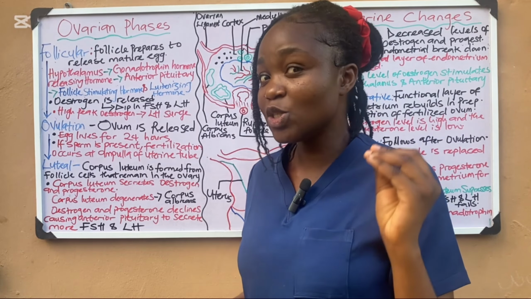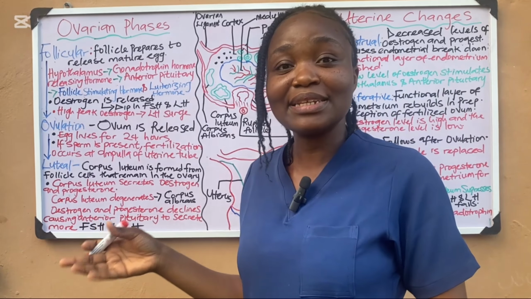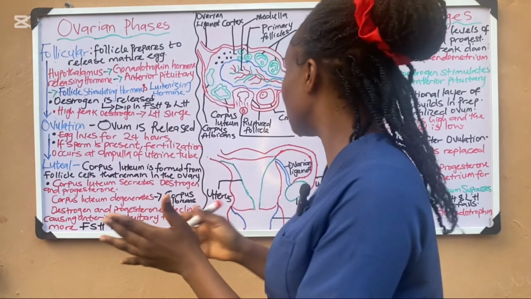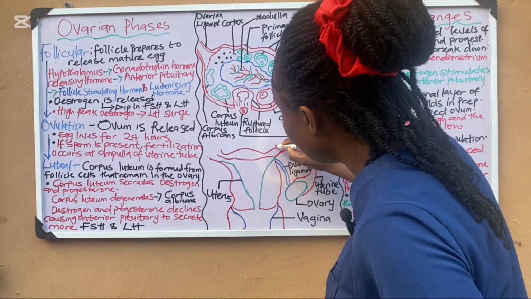If a sperm is present at that stage, what happens is that the sperm would meet up with the ovum, mostly at the ampulla of the fallopian tube, which we'll consider as this area.